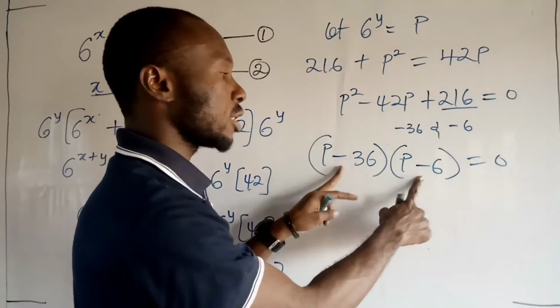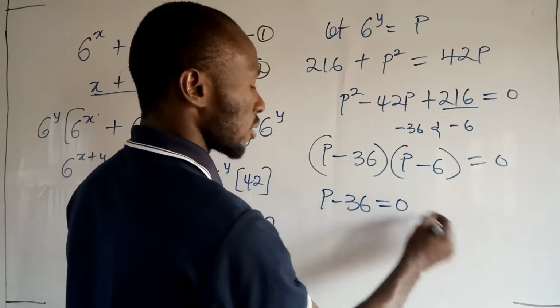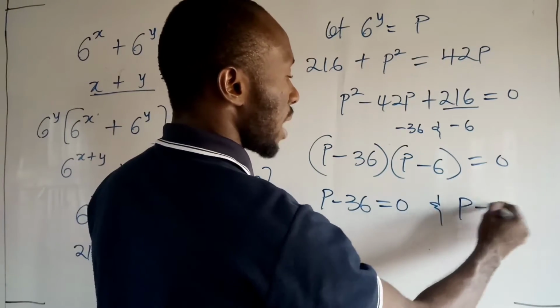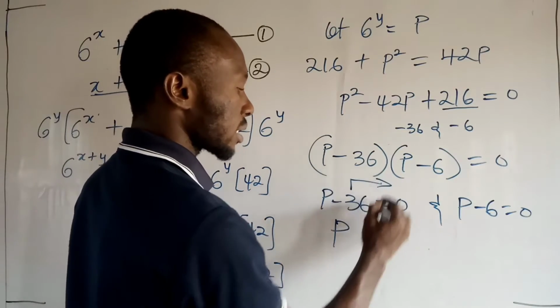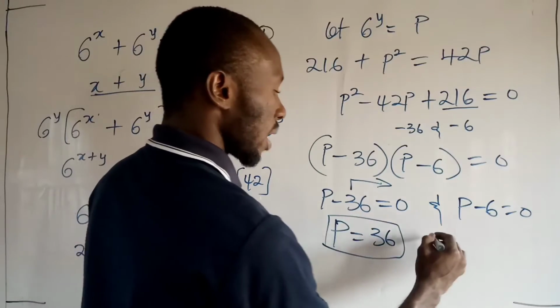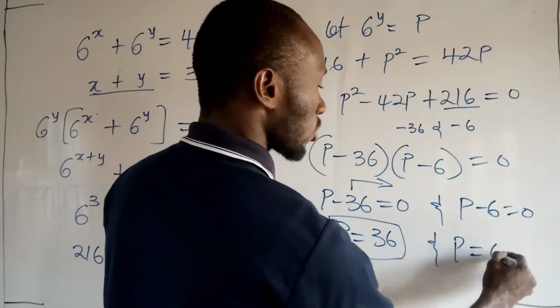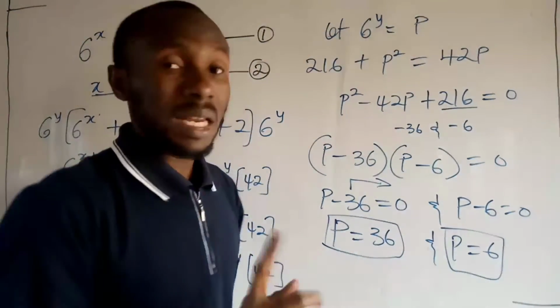So now you want to equate each of these to 0. So you have p minus 36 is equal to 0, and p minus 6 is equal to 0. From here, collect like terms, this moves over to this side, it becomes 36. That is my value of p, and this one is also equal to 6. That's the value of p. But that is not the final answer, because we made a substitution.